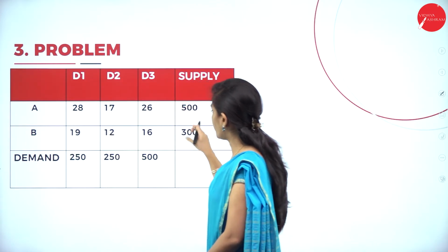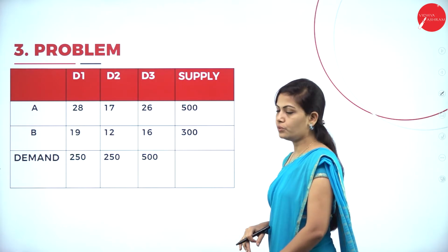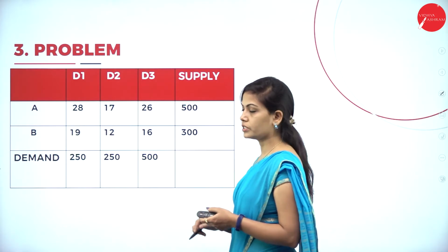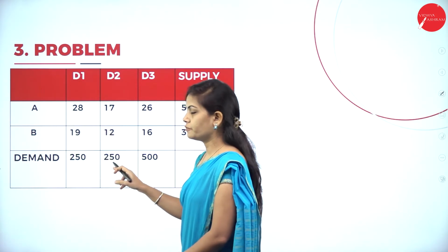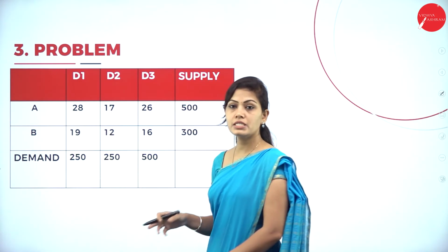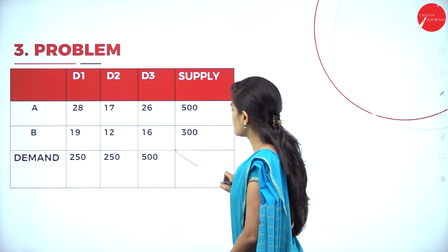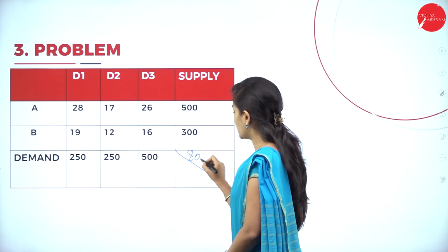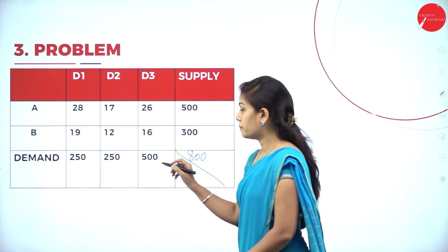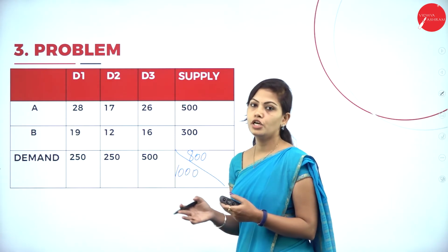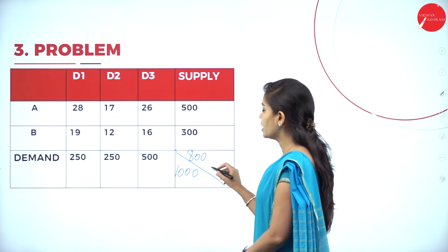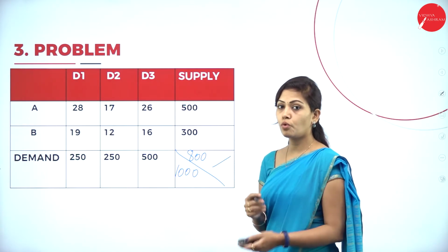You just cross verify the supply value with demand value, whether it is balanced or not. 500, 300 is 800 and 250, 250, 500, 500 plus 500 is 1000. In supply, we have 800, but in demand, I have 1000. Is this balanced? No, it is not a balanced problem. It is an unbalanced problem. So, what can you do?